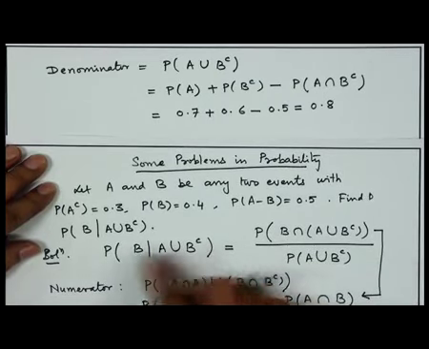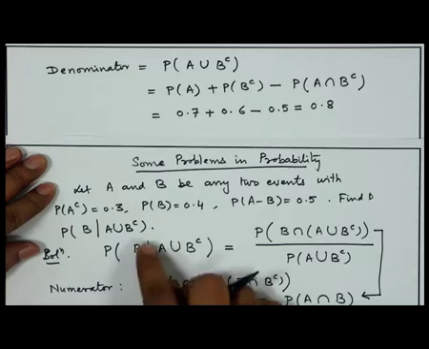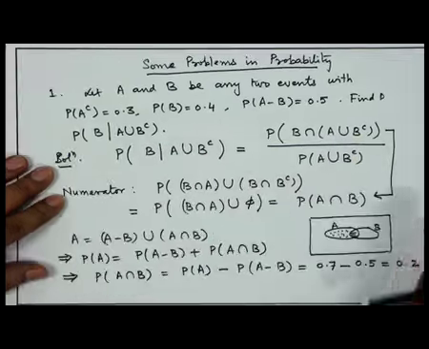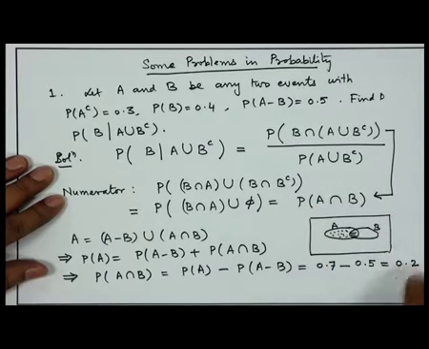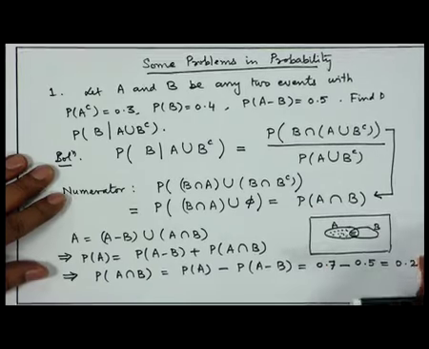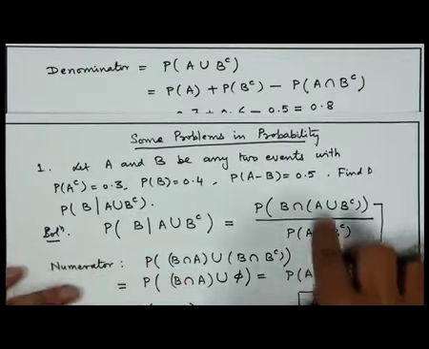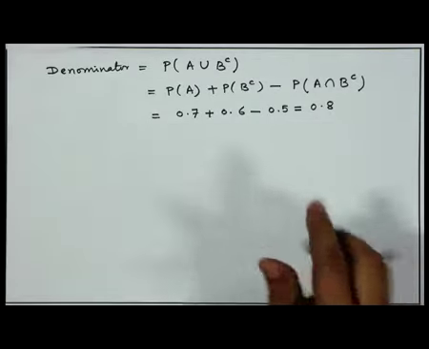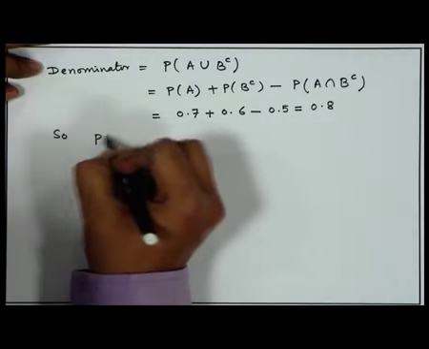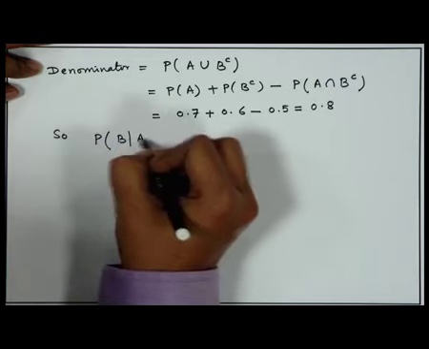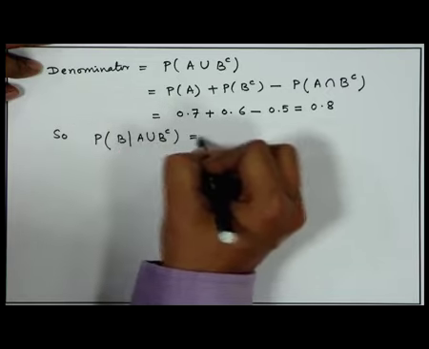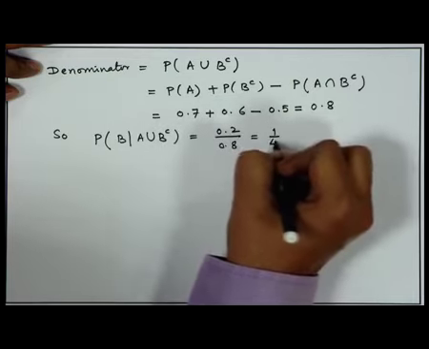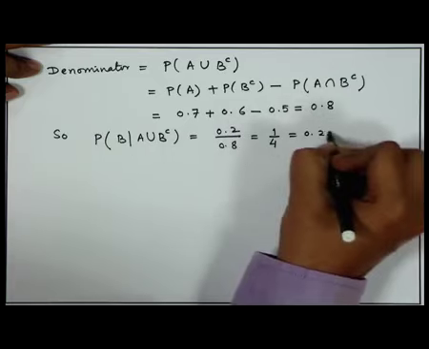So, in the expression for probability of B given A union B complement, the numerator is probability of A intersection B, which is 0.2, and the denominator, that is probability of A union B complement, is 0.8. So, let us substitute here to get the value of probability of B given A union B complement as 0.2 divided by 0.8, that is equal to 1 by 4 or 0.25.